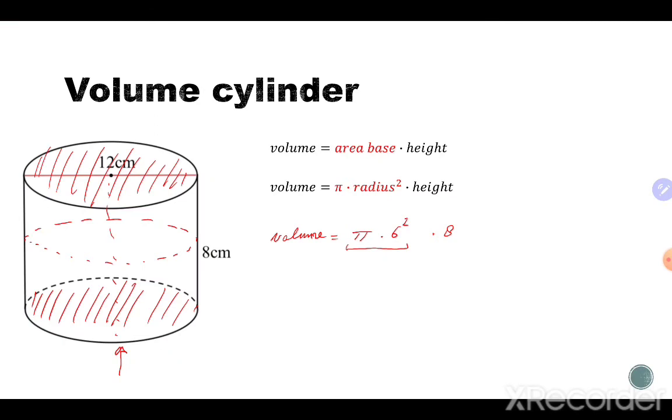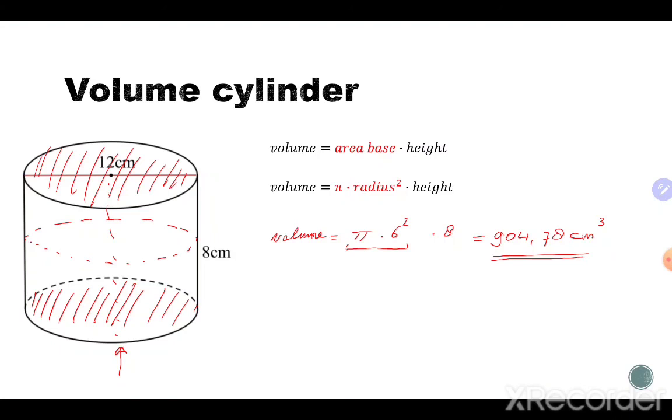So pi times 6 squared multiplied by 8 will be 904.78 cubic centimeters. Try to do it yourself, to put this calculation into your calculator, so that you know how to round it, of course, and of course how to find the number pi.